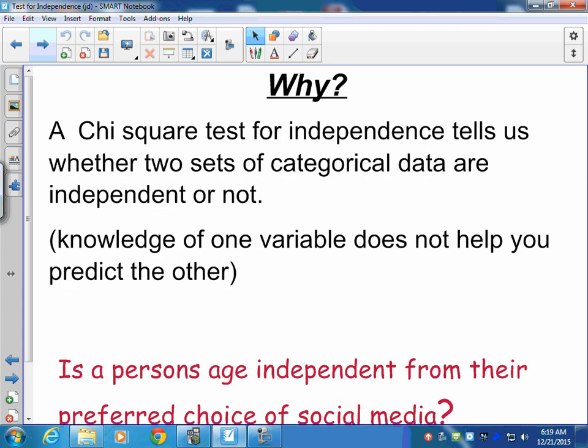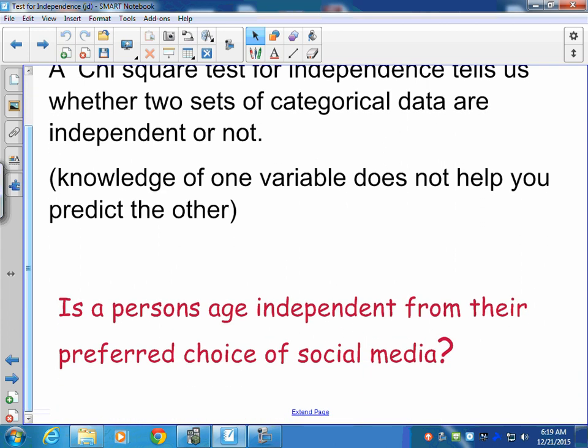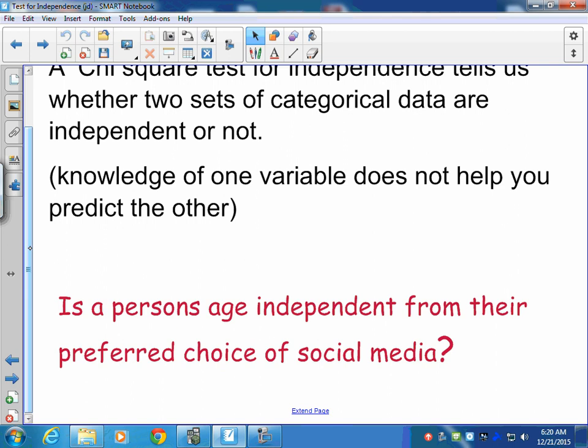A chi-square test for independence tells us if we have two categorical variables that we're looking at, and we want to find out whether they're independent or dependent, this is the test that we would want to do. If you only have two categories on each side, you could do this as a proportional test, but the chi-square test is a quicker, faster process for getting the same result. So what we're going to look at today is whether a person's age is independent from their preferred choice of social media.